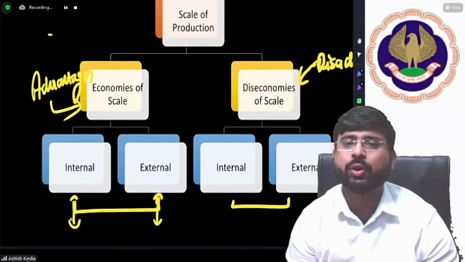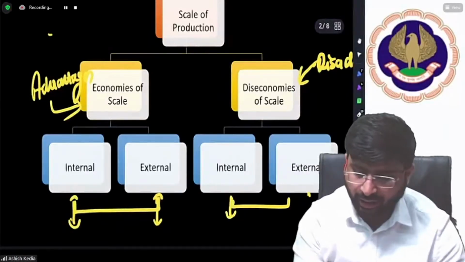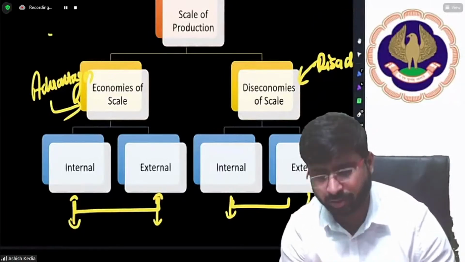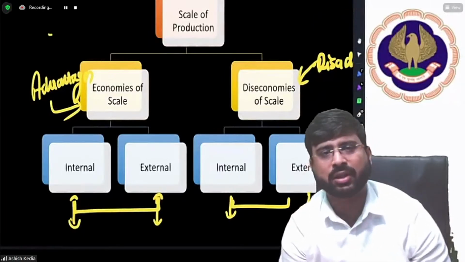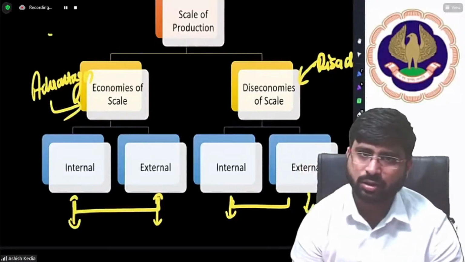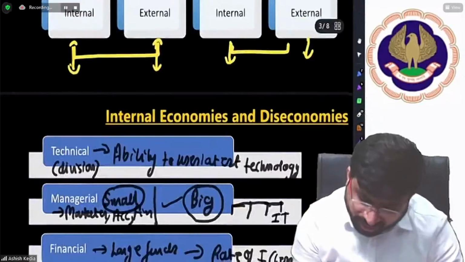Now moving on. If we talk about diseconomies of scale, then there are internal and external diseconomies. Internal diseconomies are basically losses due to internal reasons, and external diseconomies are again losses due to external reasons. That is it.